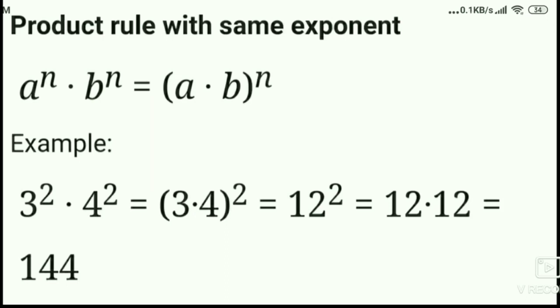For example, when we multiply 3 square and 4 square, then we can write it as 3 multiplied by 4 in brackets to the power 2, equal to 12 to the power 2, which is equal to 12 multiplied by 12, and that is equal to 144.